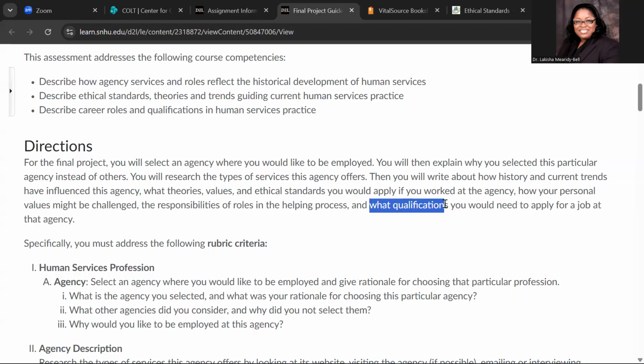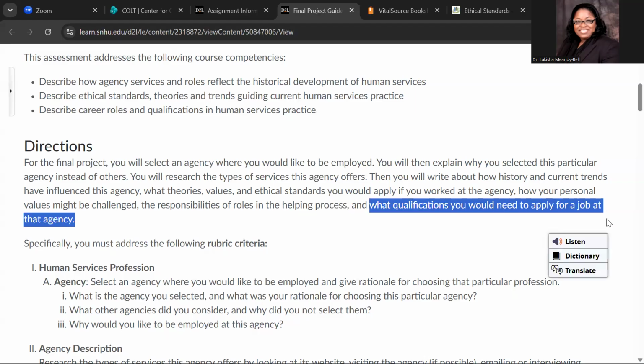And also what qualifications you will need in order to apply for a job at the agency. So whatever agency you're going for, you're going to go back to that agency and look at the position that you would like to apply for or work in or stay in if you're working in it. And just pull those qualifications that you would need in order to be able to get the job or to sustain the job. Now, if you want to know what the qualifications are, it's located in your ebook on page 5. So just go to your ebook and look at page 5.